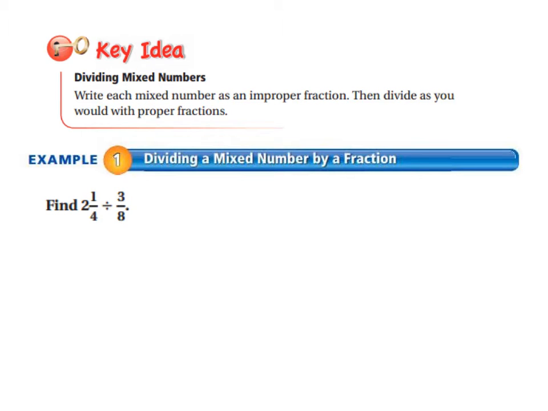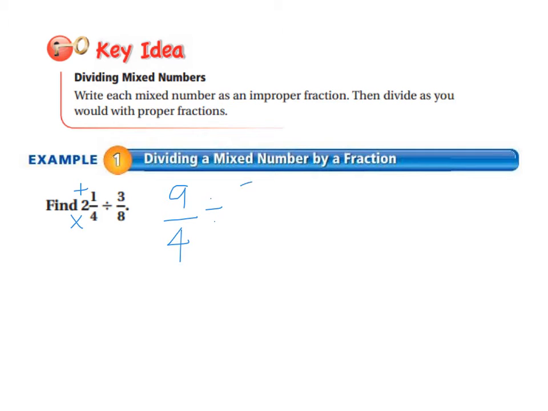Example 1, dividing a mixed number by a fraction. Find 2 1/4 divided by 3/8. My first step would be to make the 2 1/4 into an improper fraction. I do that by multiplying the denominator by the whole number and adding the numerator to that. 4 times 2 is 8, plus 1 is 9. 2 1/4, written as an improper fraction, would be 9/4.